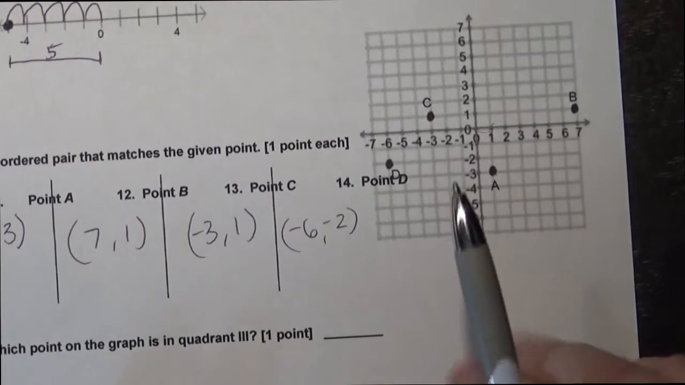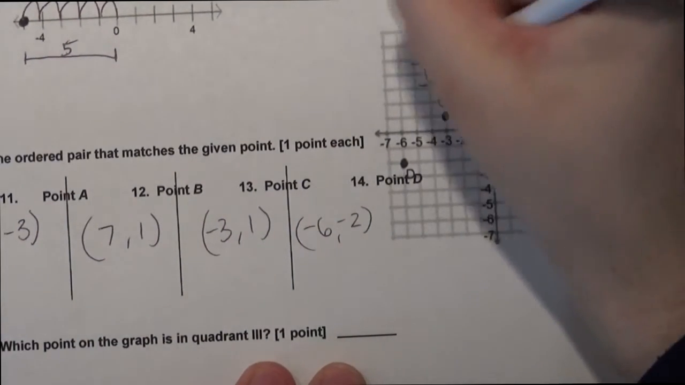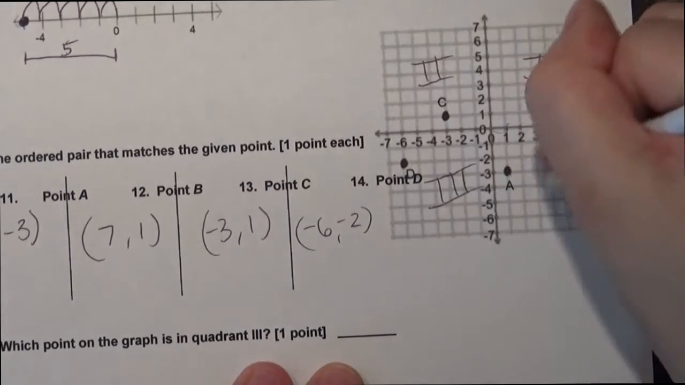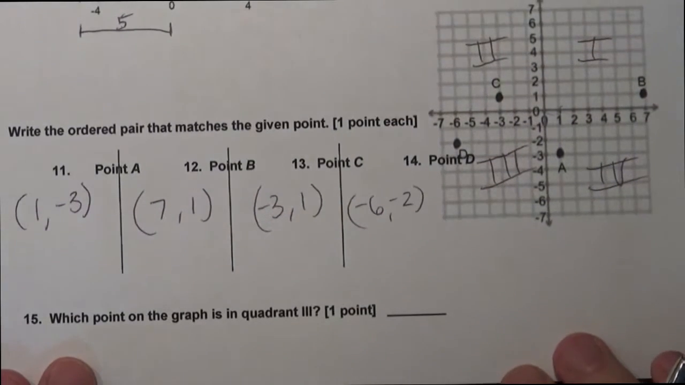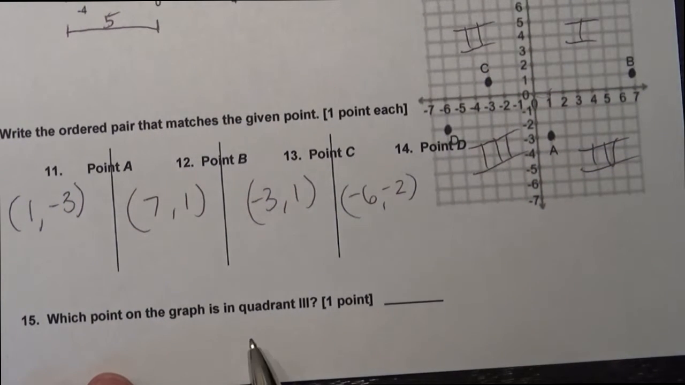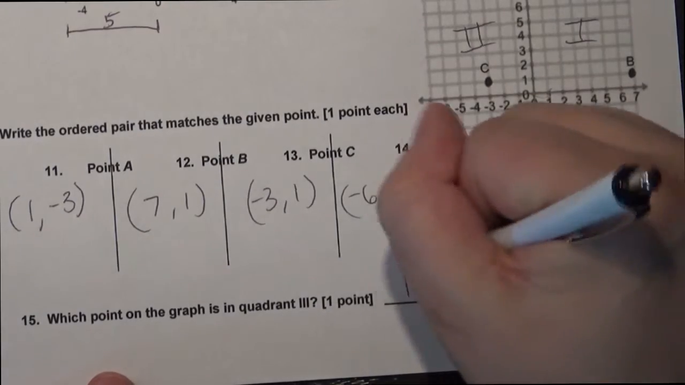And if we know anything about our quadrants, we know this is quadrant 1, quadrant 2, quadrant 3, and quadrant 4. So the next question is going to be super easy. It says, which point on the graph is in quadrant 3? Let me see. Here's quadrant 3. There's point D. So it is D. All right, so page 2 is over and out.